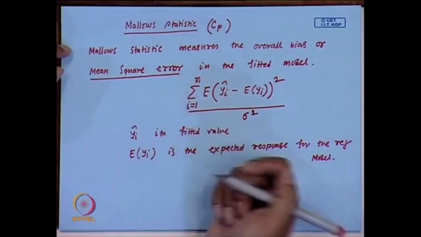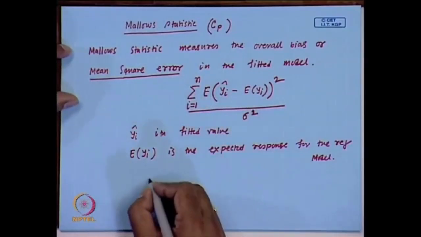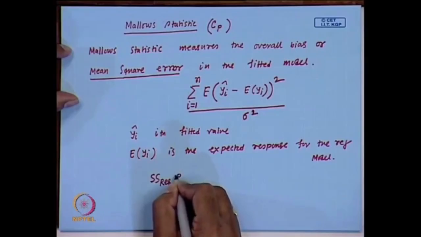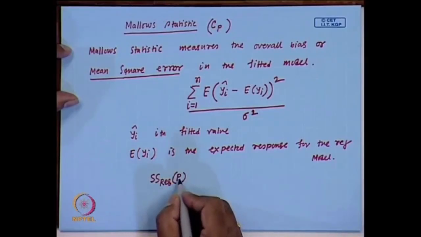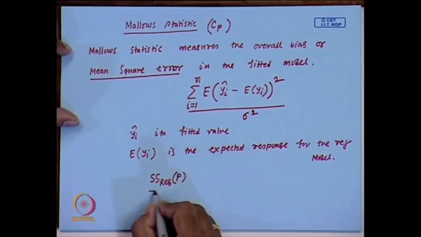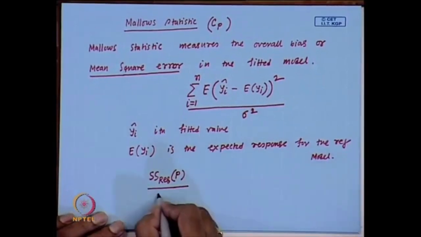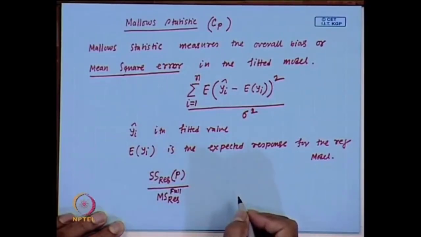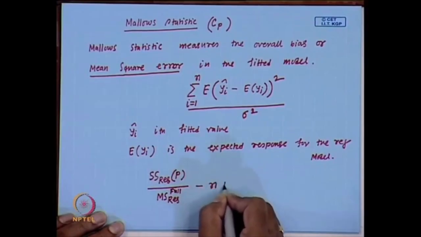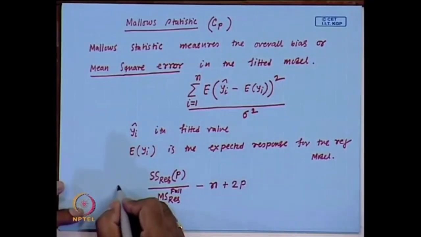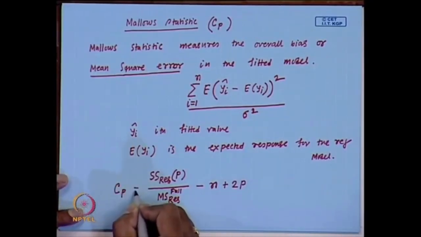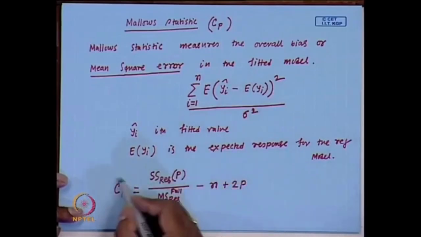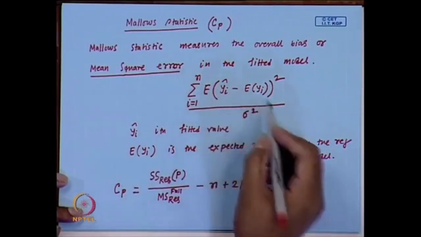It can be proved that this quantity can be estimated by SS residual for the model involving p minus 1 regressors, divided by MS residual, which is for the full model of course, minus n plus 2p, and this is denoted by Cp. I'm not going into the detail of why Cp is an estimate of this mean square error, that's all.